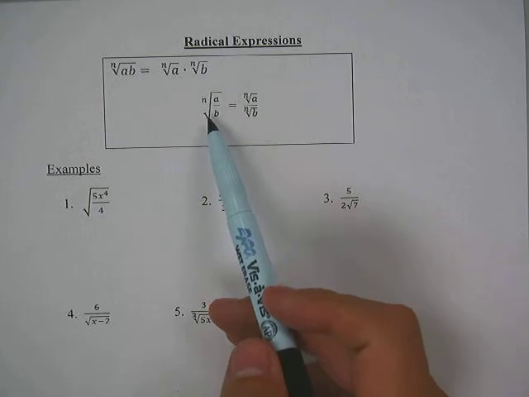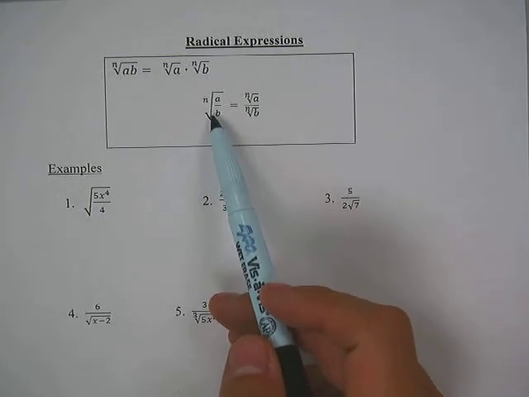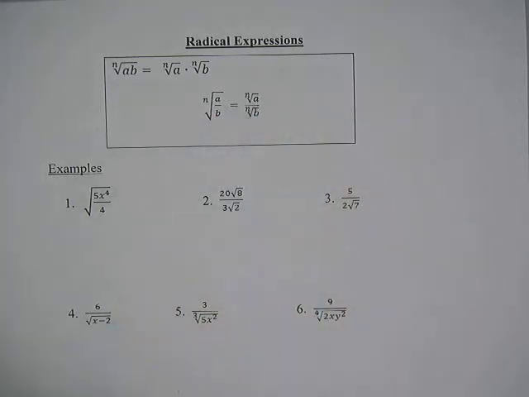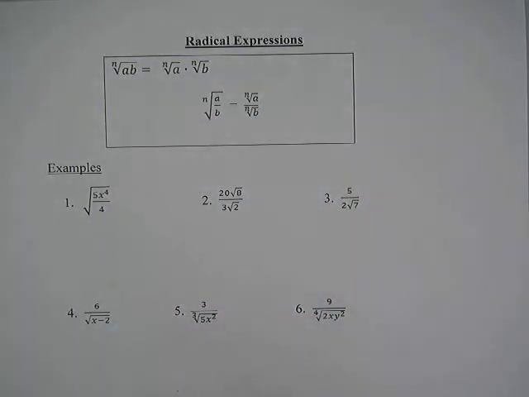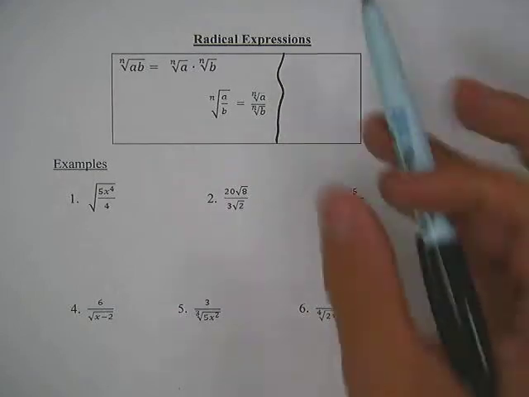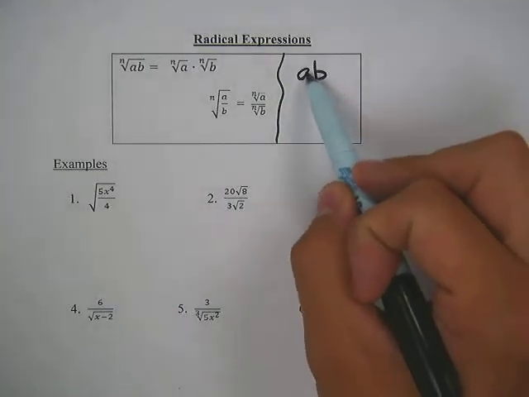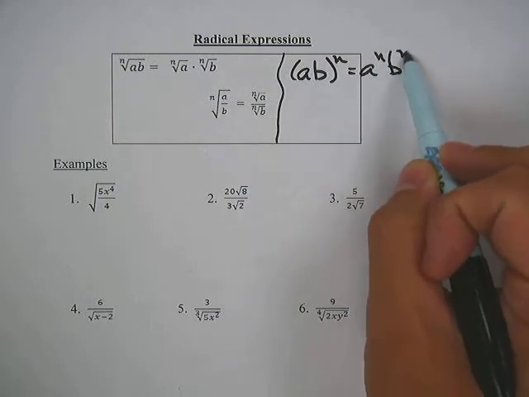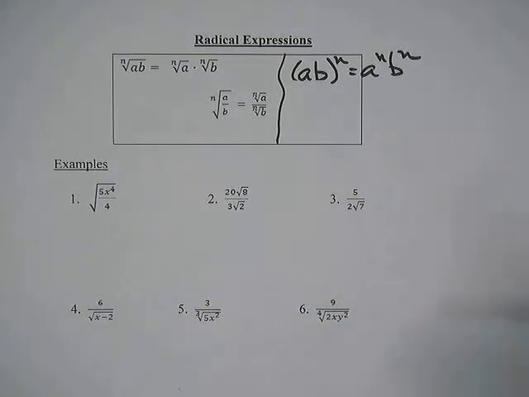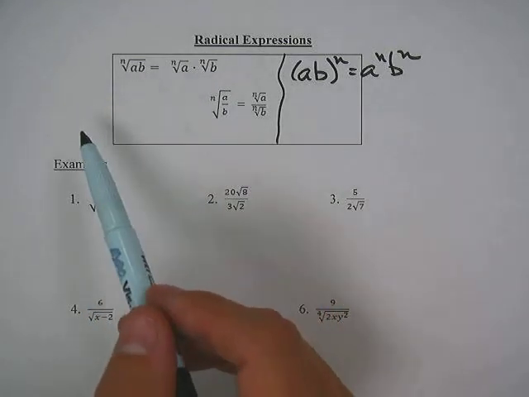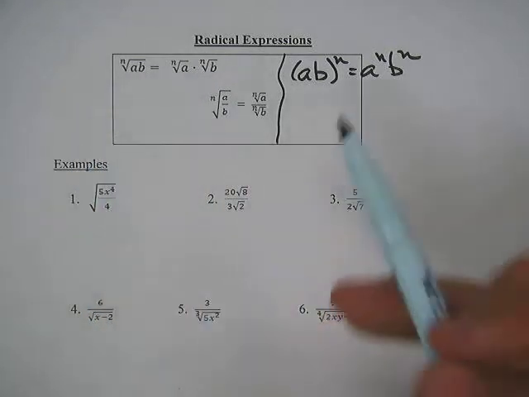And the same rule applies for fractions. If I have the nth root of A divided by B, I can split that up into two fractions as well. Hopefully that seems to make some sense. Those rules come directly from our exponent rules. Remember, we had exponent rules that said if I had (ab) to the n, I could rewrite it as a to the n, b to the n. Essentially the same thing, because a radical is essentially an exponent, a fractional exponent.